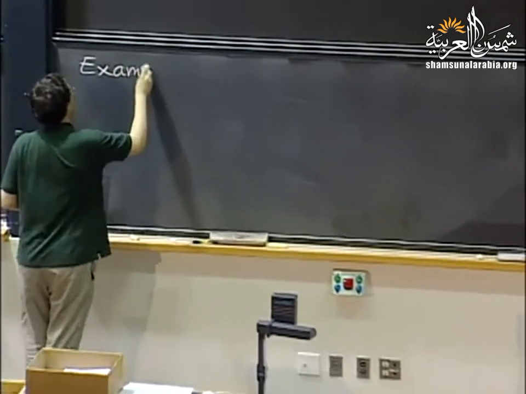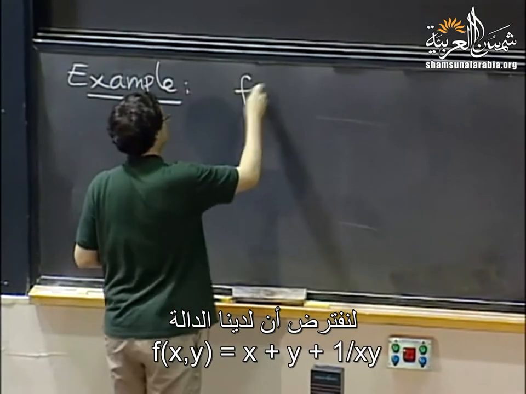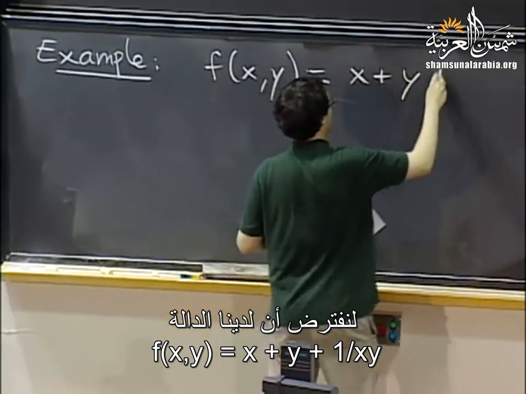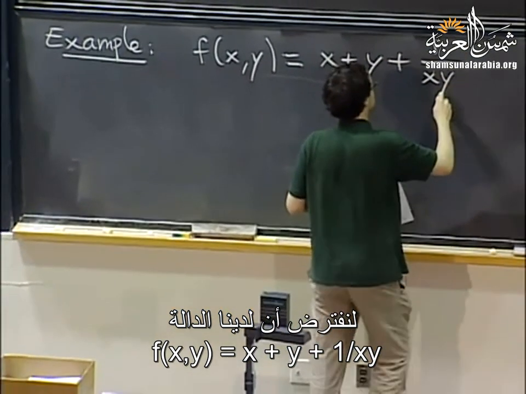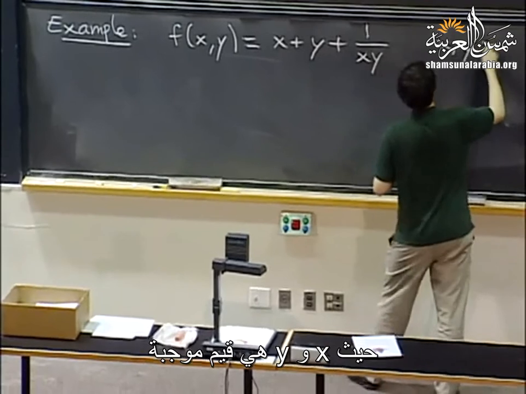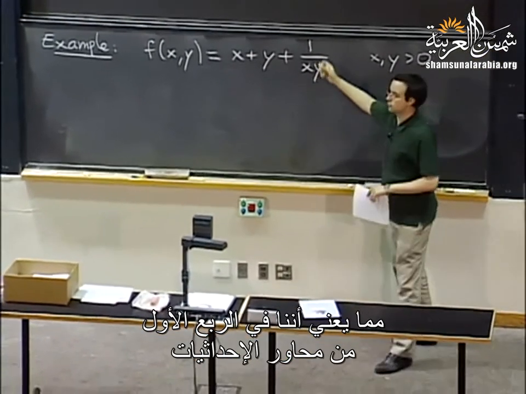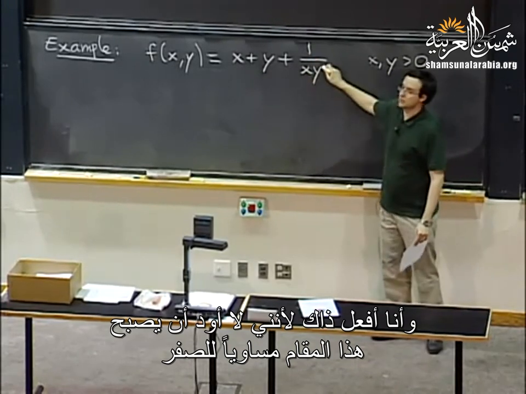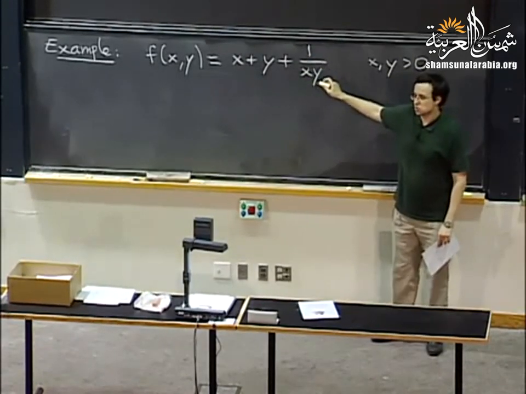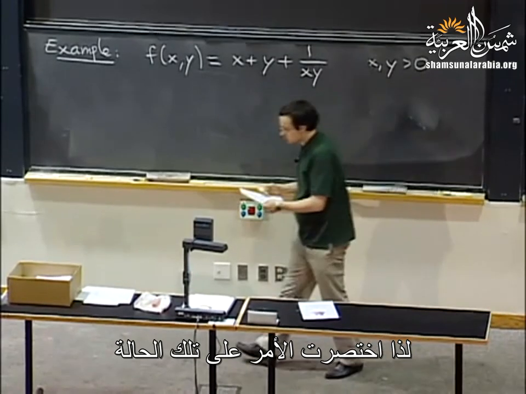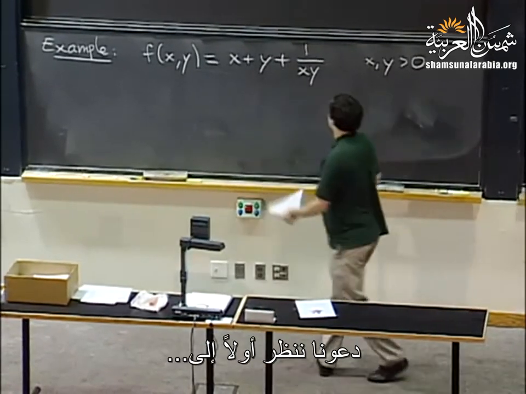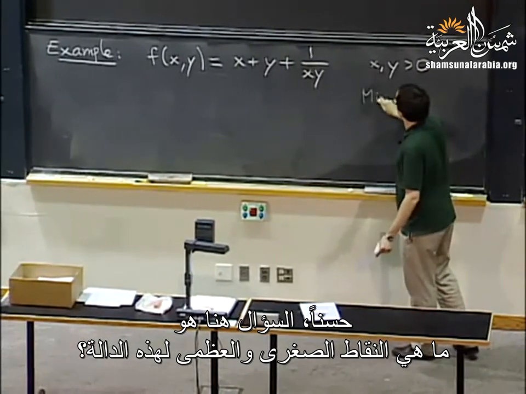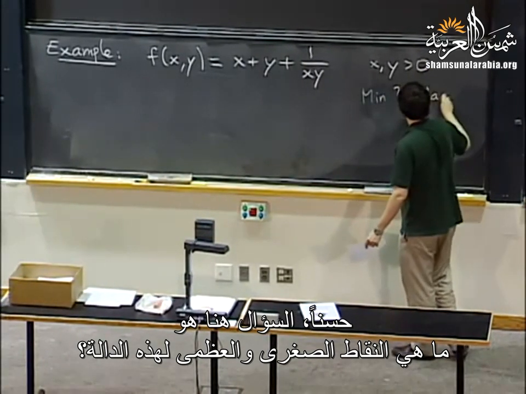Let's do an example. Let's say I look at f of x, y equals x plus y plus 1 over xy, where x and y are positive. So I'm looking only at the first quadrant. I'm doing this because I don't want this denominator to become 0. So let's look first at the question: what are the minimum and the maximum of this function?